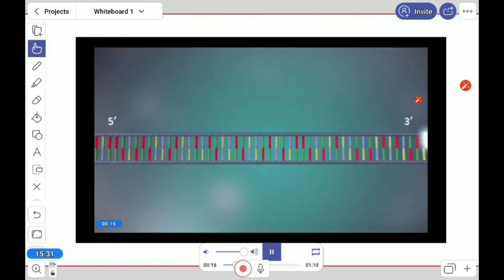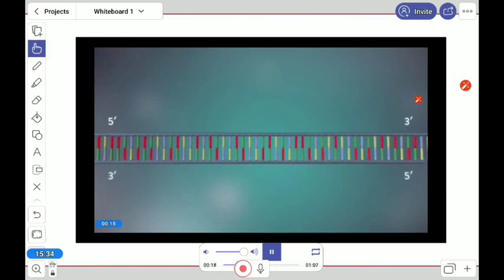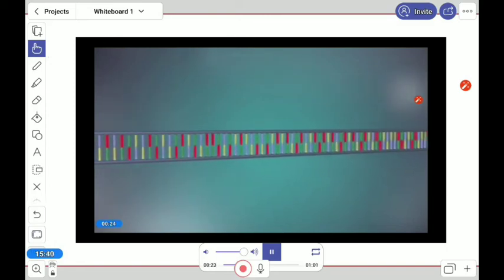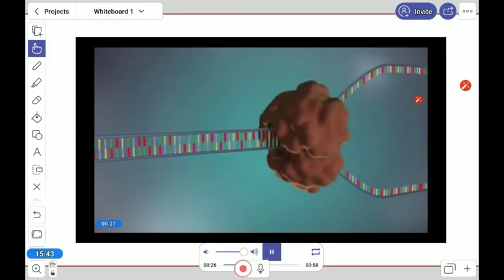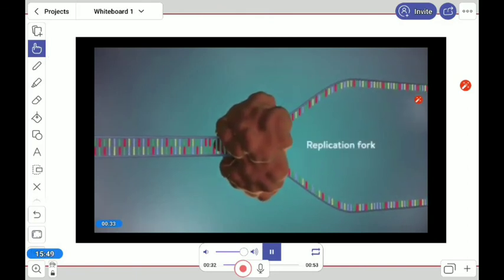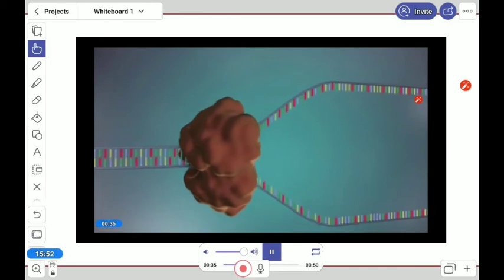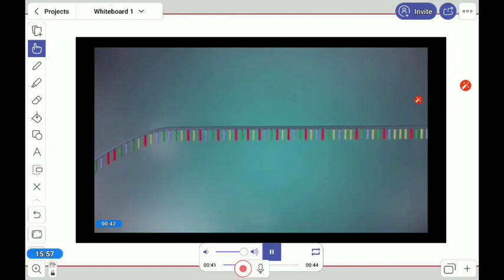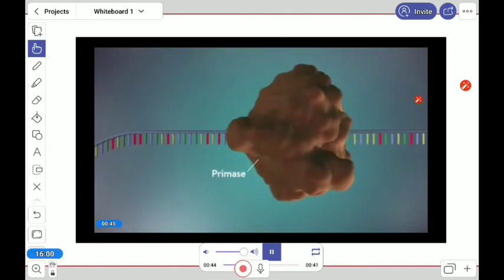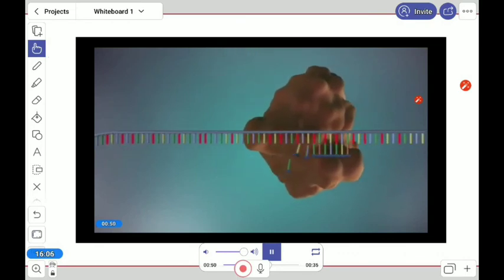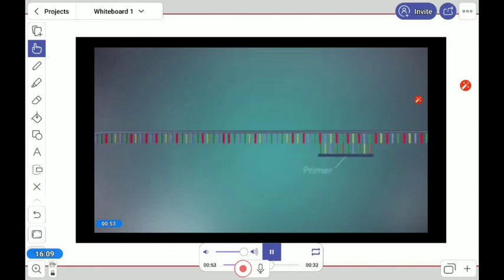Here you can see one DNA fragment, one small clipping here. You can see the 5' 3' directions. Look at here, this enzyme helicase, which can separate the strands, relaxing the super twist, forms the replication fork. This is called the replication fork. So the strand is separated, the hydrogen bond breaks. Now here the primase, that enzyme which helps to put the RNA primer. So the RNA primer initiates this process.